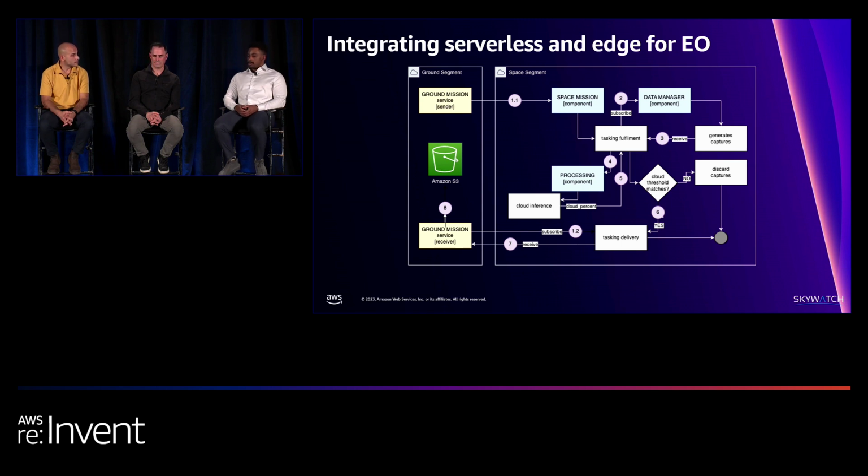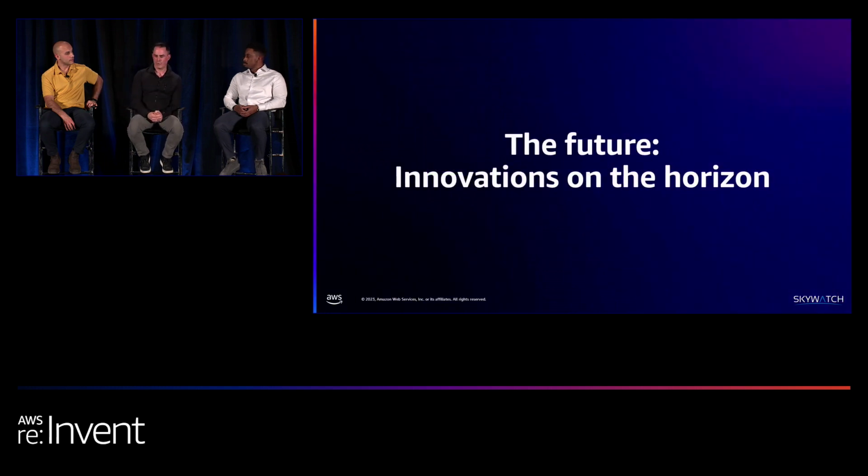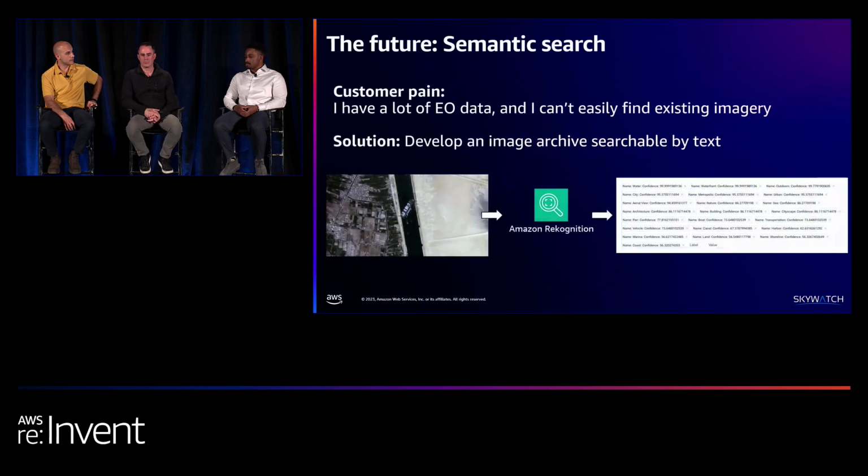So if serverless helps you reduce the cost, and then having some of the processing done at the edge helps you further reduce the cost for both the operator and the consumer, where's Skywatch going next? Yeah, we're excited. We can share a couple of the things on our roadmap. The first thing really is we look at these areas of friction for our customers. And the first one, maybe not so related to edge or to ML, but is really semantic search.